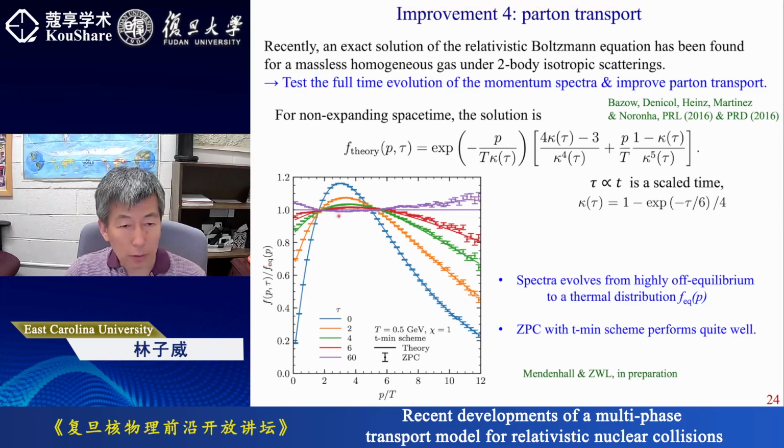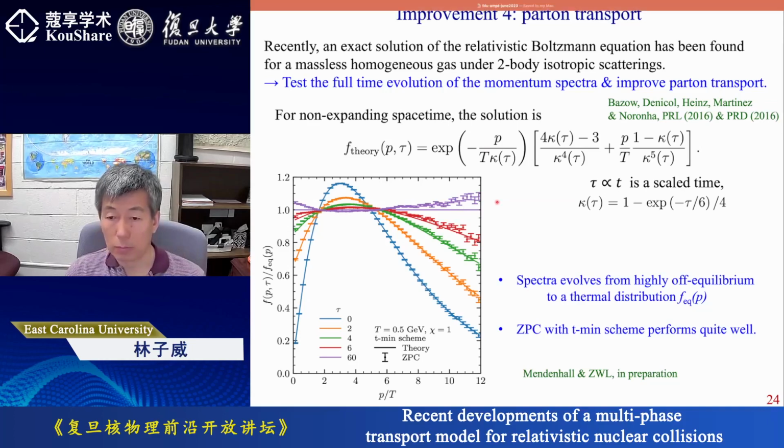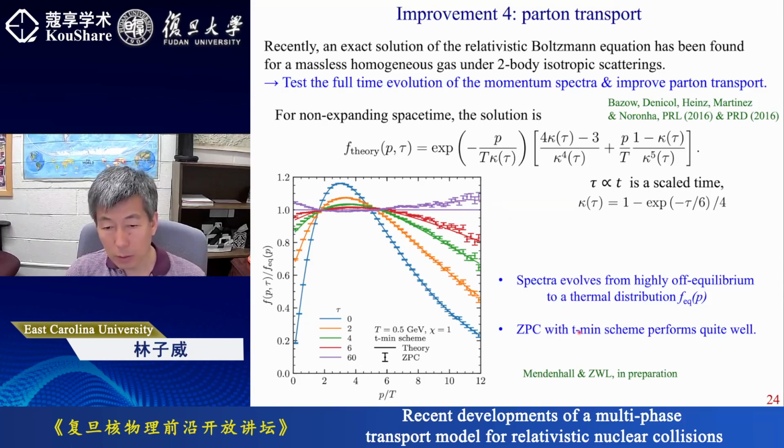And the ZPC result is, again, the symbols, which you can see has a certain deviation. However, the deviation is not big. It's a few percent level, all the way to large momentum. So this is using the previous new scheme, the T minimum scheme. So we can see that ZPC with the T minimum scheme performs quite well against the exact solution.